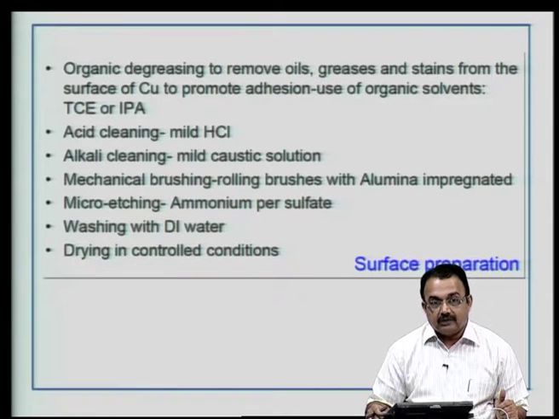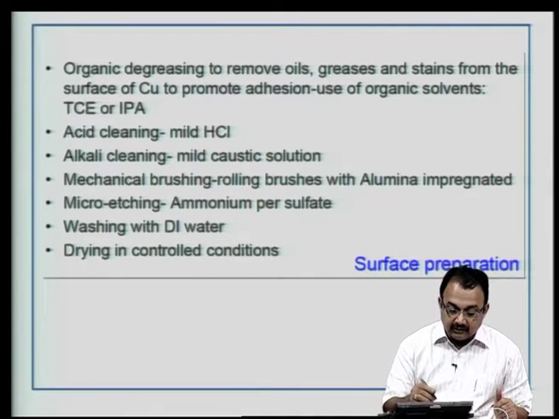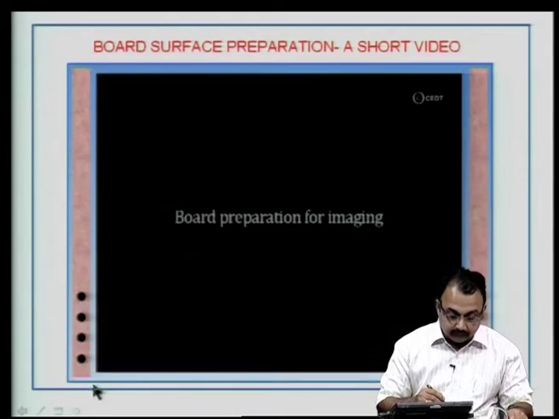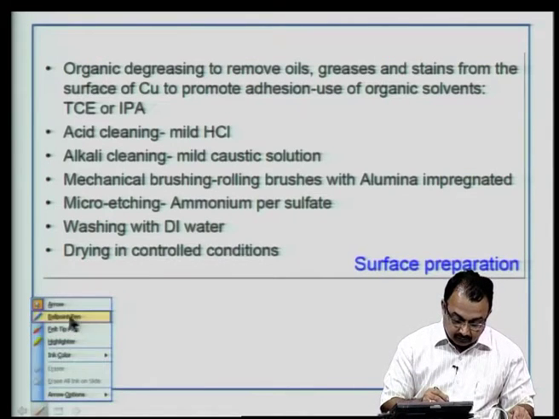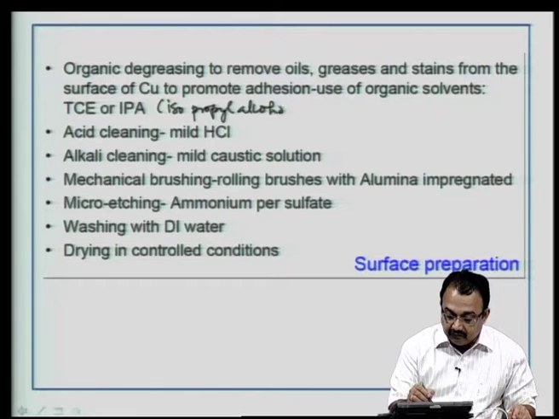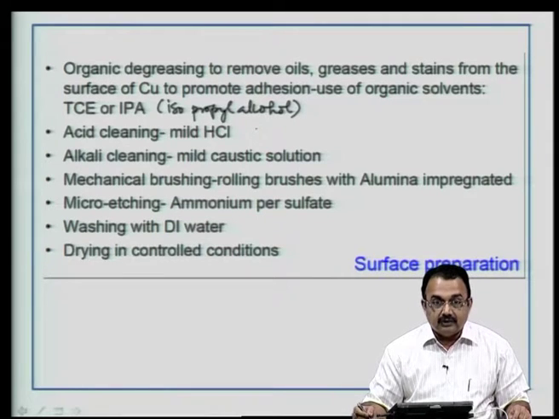First, you use organic solvents like trichloroethylene or isopropyl alcohol. Trichloroethylene is almost banned nowadays from being used. So, I would rather suggest use isopropyl alcohol. IPA stands for isopropyl alcohol, very safe chemical. You can even dilute it with water, it is miscible with water, and therefore, you can use this IPA for cleaning the surface of your copper.